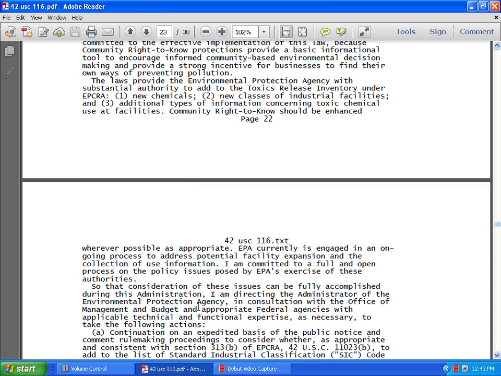EPA currently is engaged in an ongoing process addressing potential expansions of the collection of information. I am committed to a full and open process on the policy issues of the EPA's exercise of this authority, so that consideration of these issues is fully accomplished during this administration.